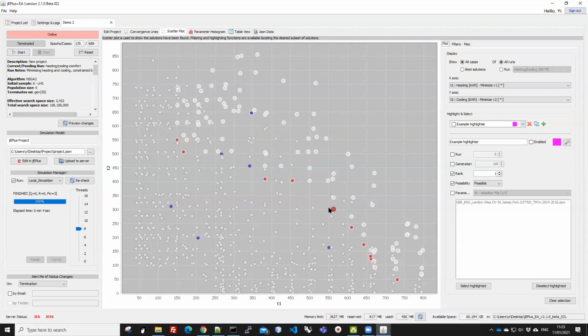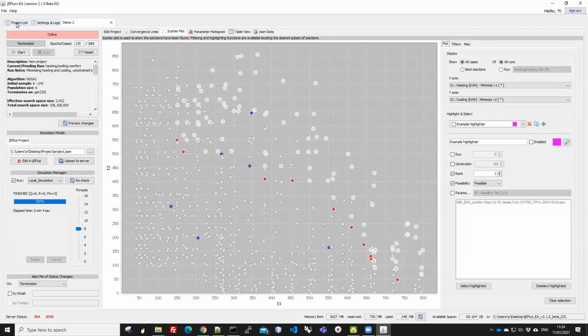Okay, so we only ran it for 30 generations. So far we have simulated nearly 700 cases, after so many different experiments, let's say. So it's fairly efficient. The optimization process is very efficient.